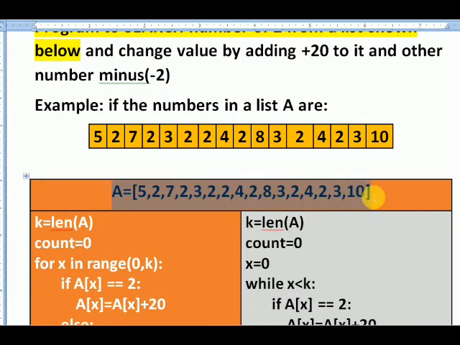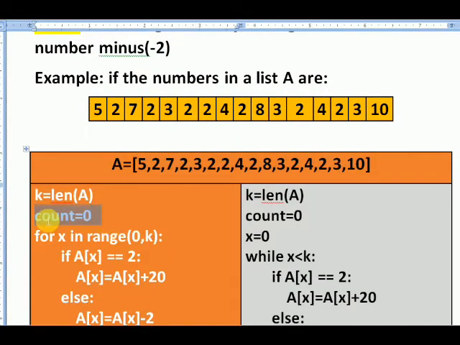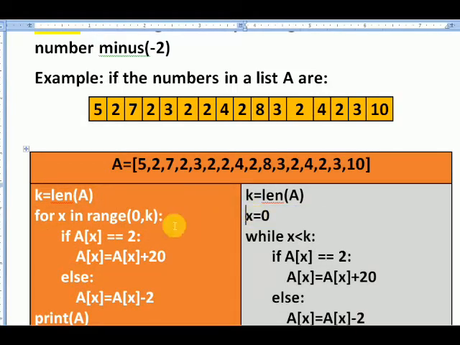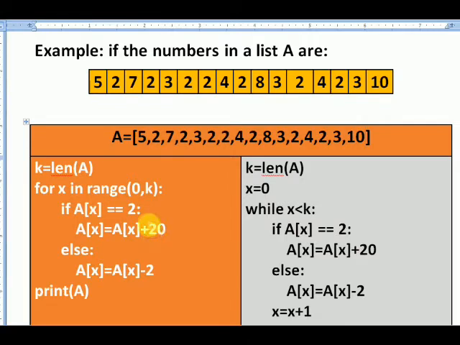Same way, again we don't need counting, we just erase that. Now what you have to do, same thing, k is going to find the length of the list. x will start from 0 से k तक, मतलब from 5 up to 10 तक का चलेगा. And what you have to check is whether the number is 2 or not, if a of x is equal to 2. If yes, then this line is going to be executed in both the cases. Otherwise jump to the else part में जाएगा और हर नंबर से वो क्या कर देगा, -2 कर देगा.